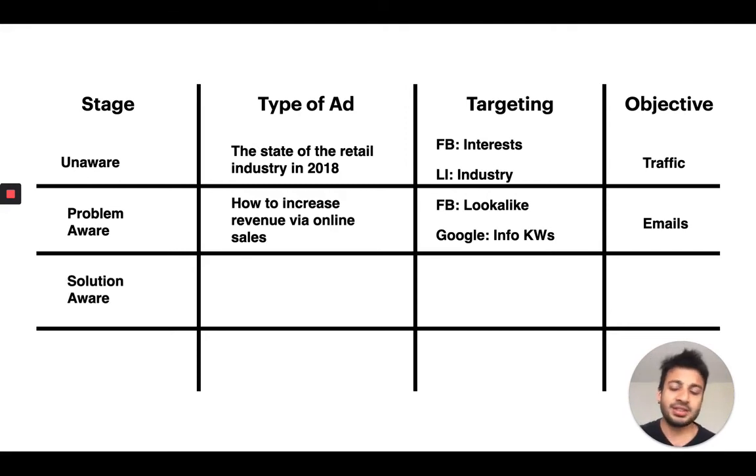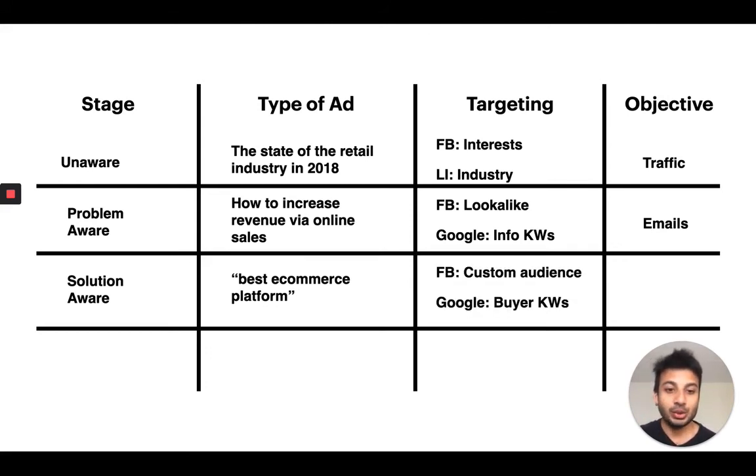For folks in the solution aware stage, what you want to do is directly target those solutions that they're already researching. So they're looking for e-commerce platform, online store platform, that kind of stuff. You'd probably use Google buyer intent keywords like best e-commerce platform, or custom audience on Facebook for folks who are ready to buy. And the objective here is to actually get them to try out your software or product, right? So they're not buying just yet, but they're trying it out.